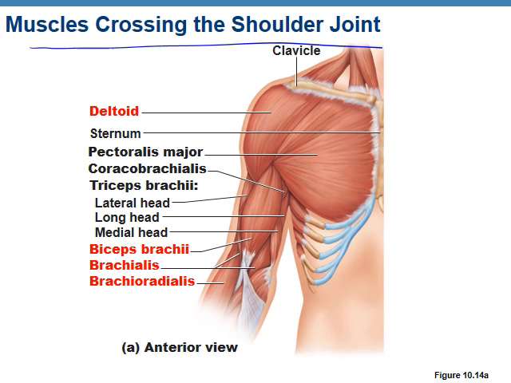Let's look at the muscles that cross the shoulder joint. The first one is the deltoid. So the deltoid is this triangular shaped muscle. The deltoid is going to allow you to elevate and abduct the arm.